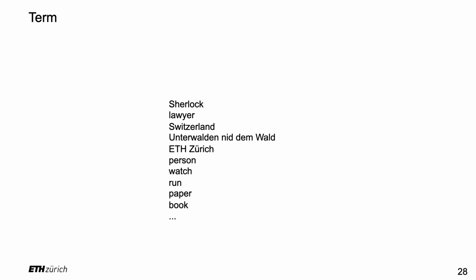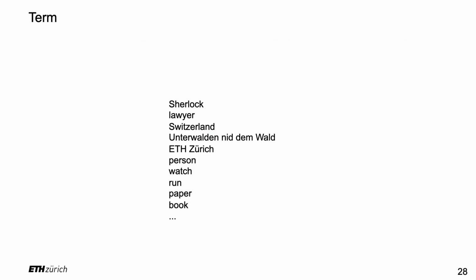A term is an abstraction, but you can think of it as a word, right? Like each line here is a term: Sherlock, lawyer, Switzerland, Unterwalden, Nidwald, that's the actual name of Nidwald, ETH Zurich, person, watch, run, paper, book. These are all terms.